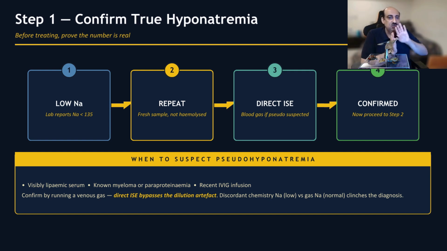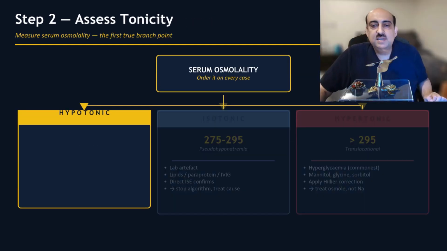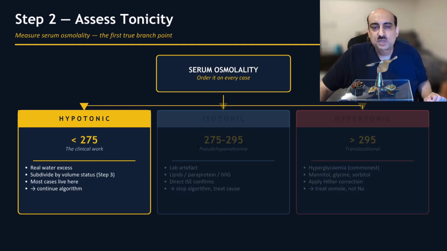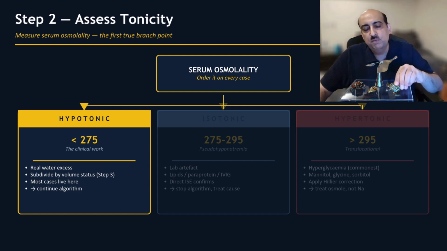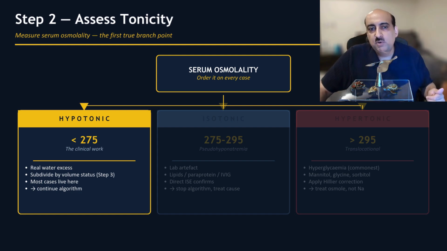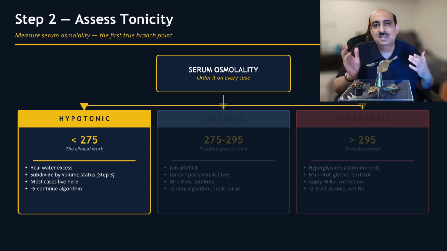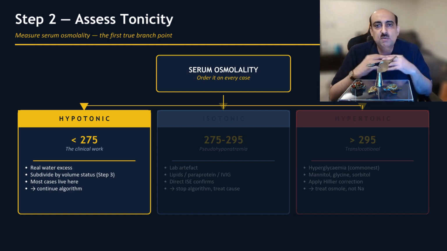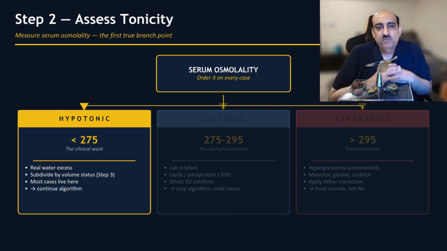And once you have confirmed all of them and it's a true hyponatremia, then you proceed to step number 2. After you've done step 1, now step number 2, serum osmolality. Do it on every case. It has 3 buckets: hypotonic, isotonic, and hypertonic. The hypotonic category, think of Brady, slow, less. The hypotonic category is when the serum osmolality is less than 275 milliosmoles per kg. The normal is 275 to 295. So this hypotonic one is the real water excess problem.